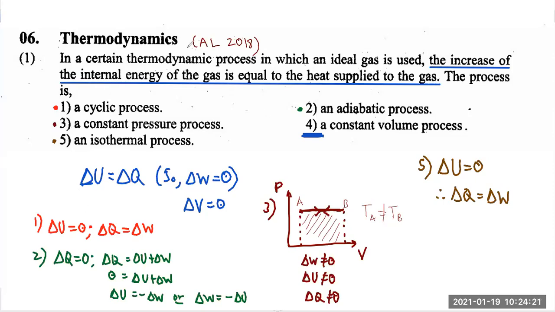A cyclic process means your graph will look something like this. You have to complete a cycle. This is what you call a cyclic process. On the other hand, an isothermal process is a single process. In the PV diagram it will look like this, the Boyle's law graph. The answer is very easy for this question, but I just wanted to do a small analysis of the other options as well, so that you have a thorough idea about what's going on.